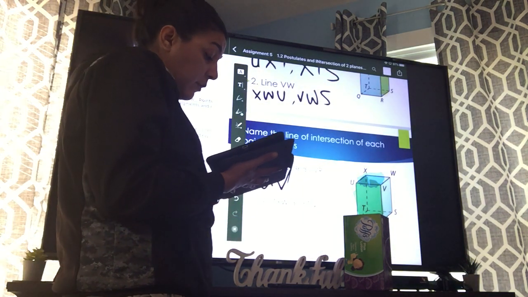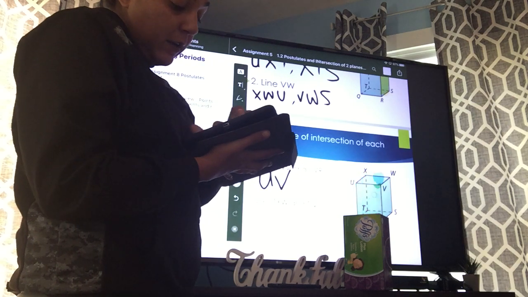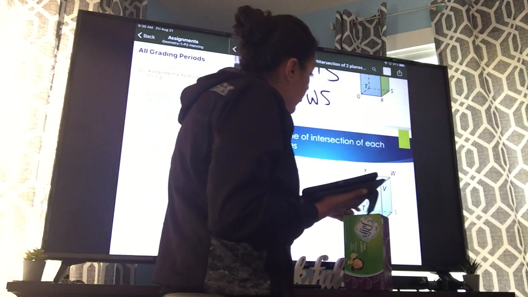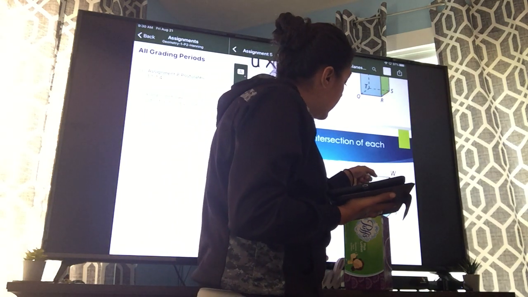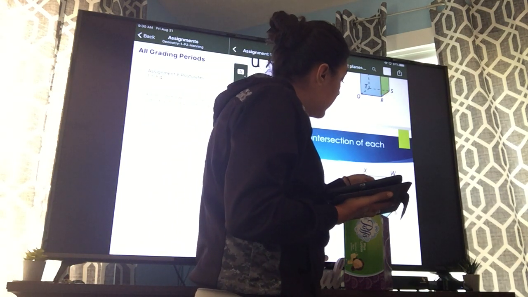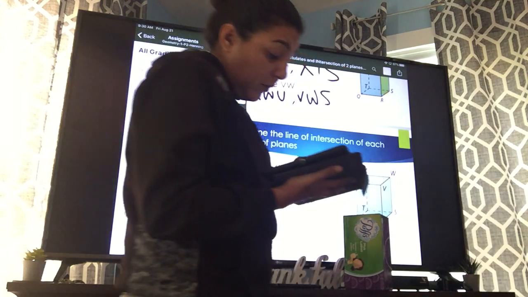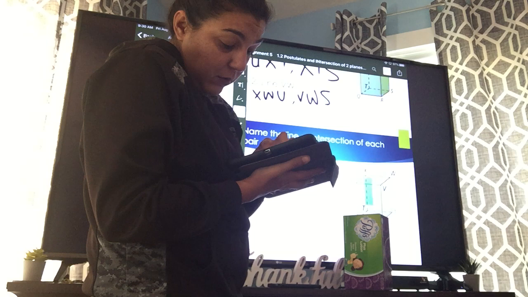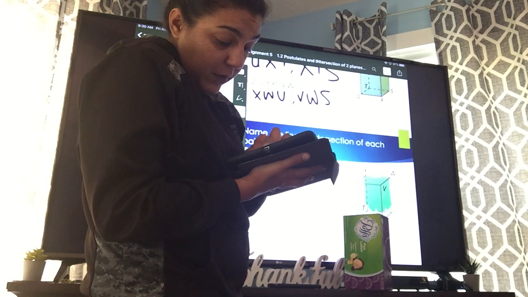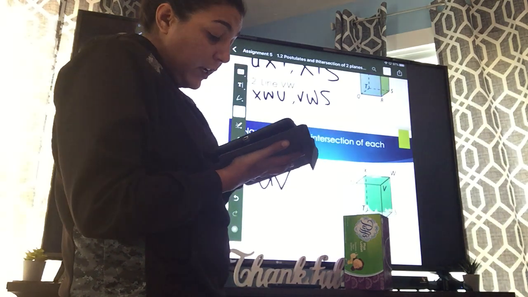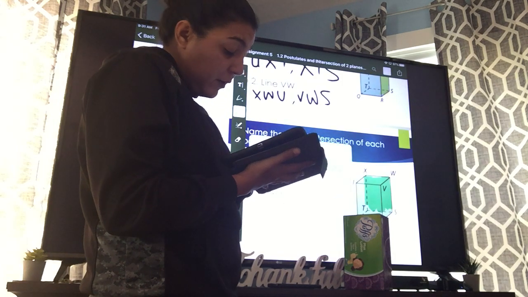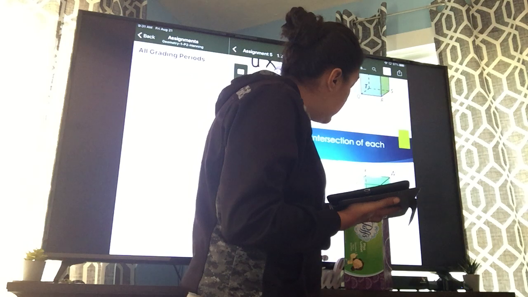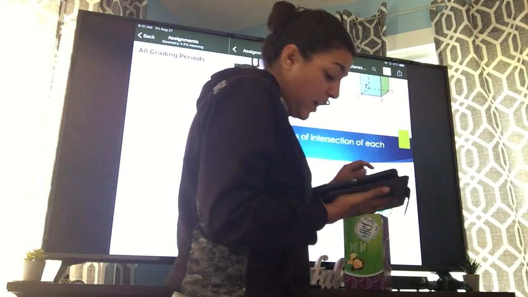Okay, the next one says the plane TXW. So that's going to be this back side. So TXW is going to be this whole back side back here. And then we got TQS. So T, Q, and S, that's going to be this bottom side.